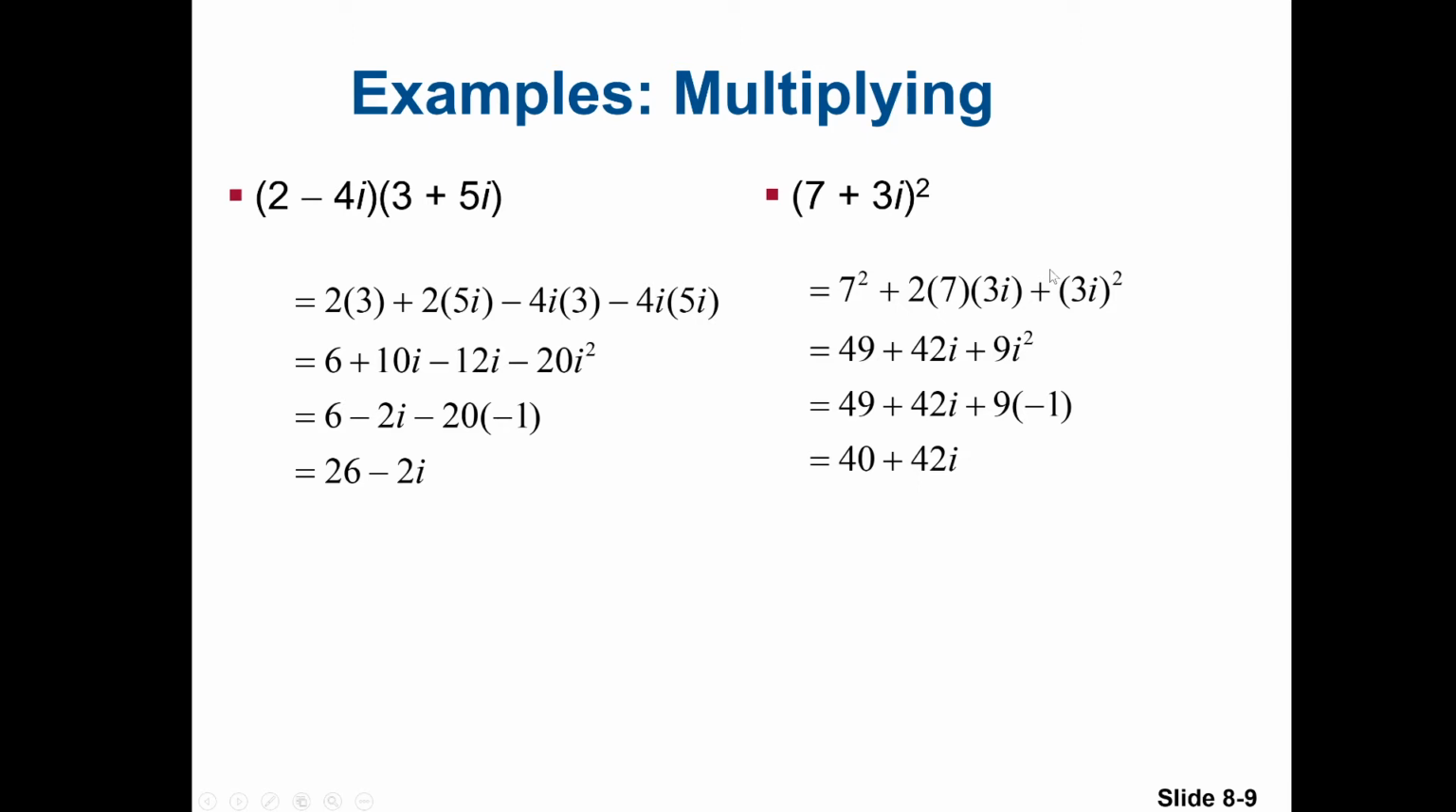So this one is quite similar. You can expand it by using the binomial expansion theorem. So 7 squared plus 2 times 7 times 3i plus 3i quantity squared. So 7 squared, that's 49. 2 times 7 times 3i, 42i. And then 3i quantity squared, so it's 9i squared. Again, i squared is -1, so combine the like terms. So 49 minus 9, then that'd be 40 plus 42i.